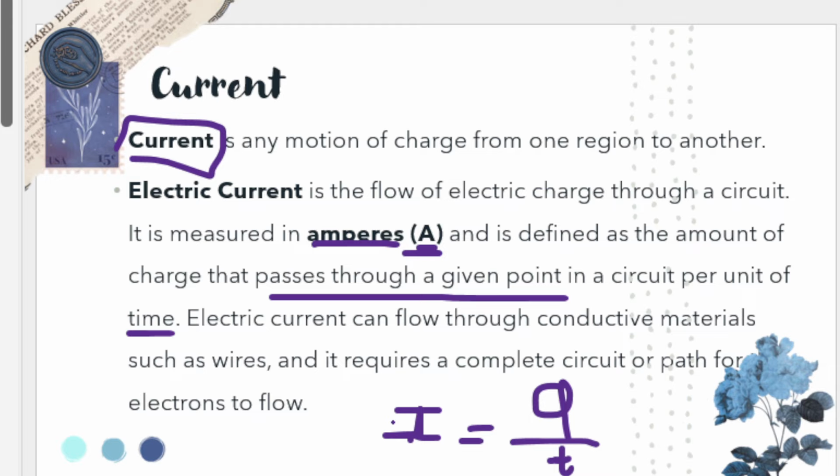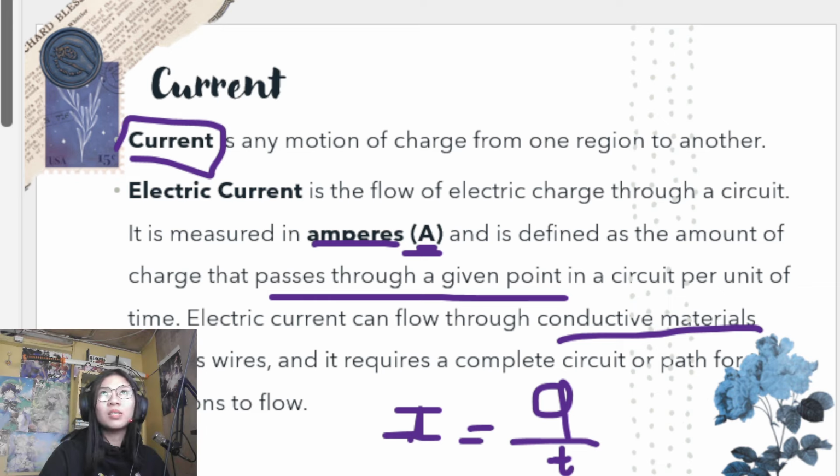Now, electric current can flow through conductive materials, what we call conductors, such as wires. Wires are usually made up of metals, as we have discussed in our previous lessons on Coulomb's law, that metals are very good conductors because they have free electrons. For electric current to flow, it requires a complete circuit or path for your electrons to flow. So your circuit must be complete.